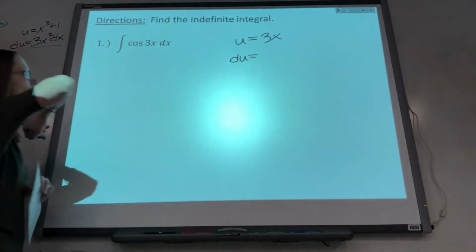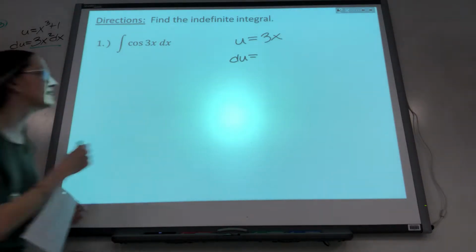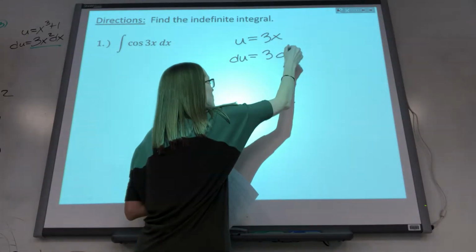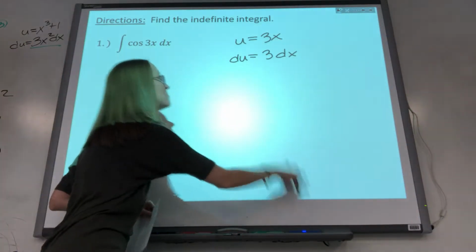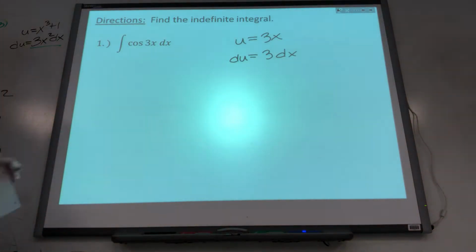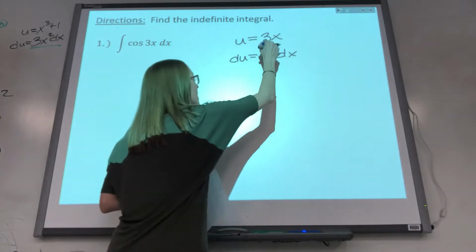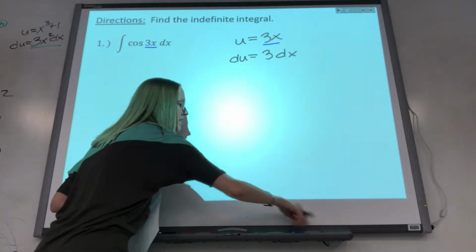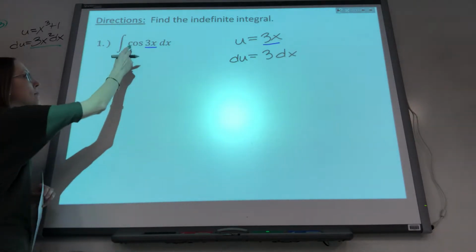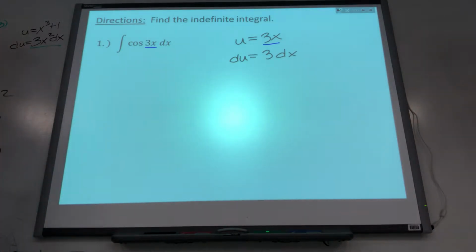And so if u is 3x, the derivative of that would be 3 dx. And so let's go ahead and kind of match up everything that we have here like we normally do with u substitution. That is u. So here in the next step, it's going to become cosine of u.